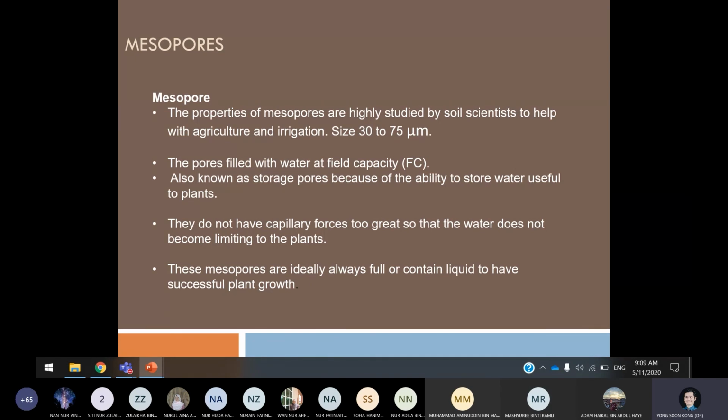So the moisture that can be retained due to mesopore is said to be field capacity moisture. It's kind of hard to explain what field capacity is, but what they say is, after several days of putting it aside, like I told you, the soil still has moisture. That moisture is considered as field capacity.